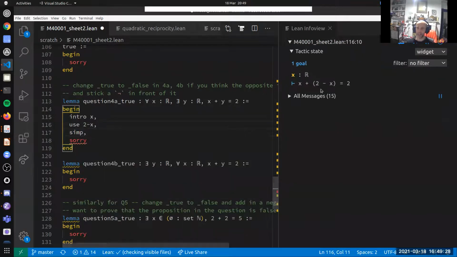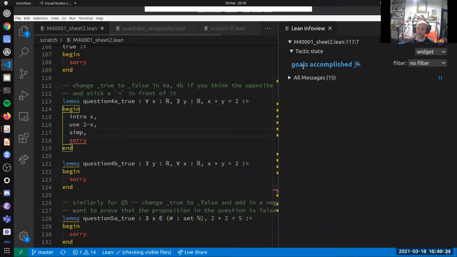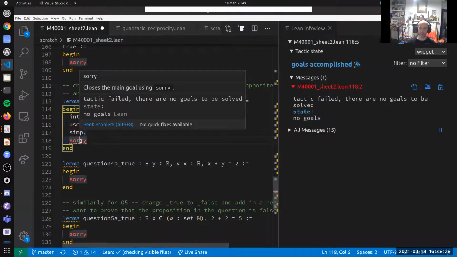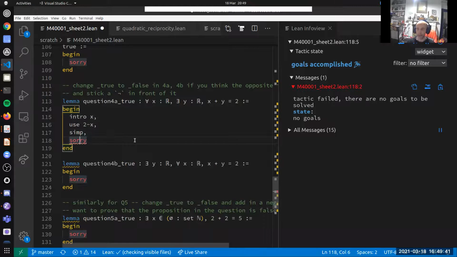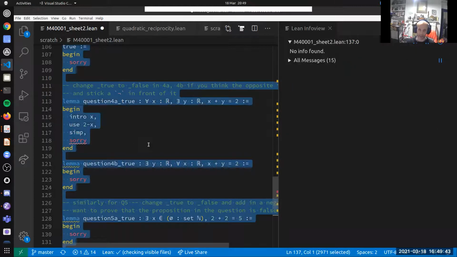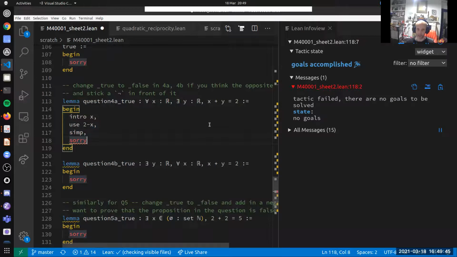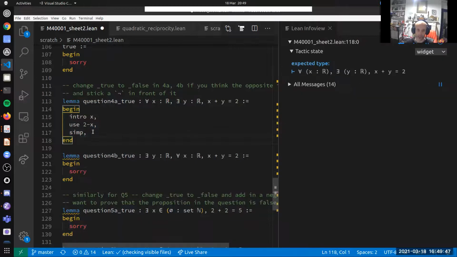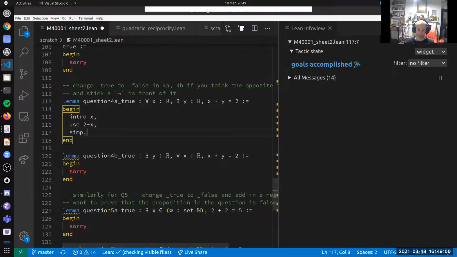The simplifier has simplified the left-hand side, x plus 2 minus x, to 2, which is the same as the right-hand side. So we get a little exciting thing telling us that we proved the theorem, and now we have this little error because we used to be apologizing that we hadn't proved the theorem, but now this tactic is failing because it says there's nothing to apologize for. So we can remove that, and the number of warnings in my file just went down from 15 to 14 down at the bottom here, because we answered one of the 15 questions on this problem sheet.